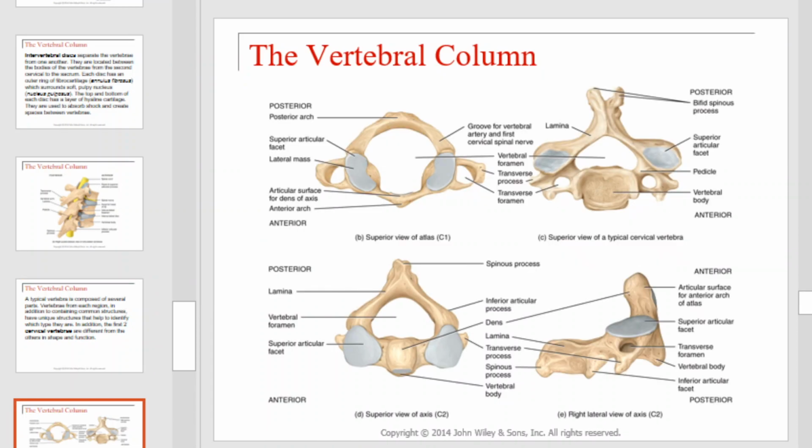This is an illustration of your first two vertebrae. Notice the distinct differences as we compare them to vertebrae in other sections. Take a moment to familiarize yourself with each labeled structure in these diagrams.